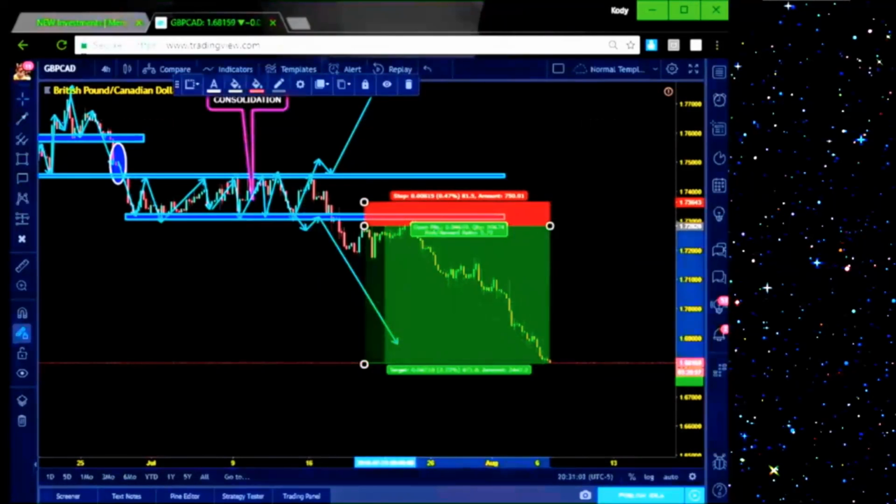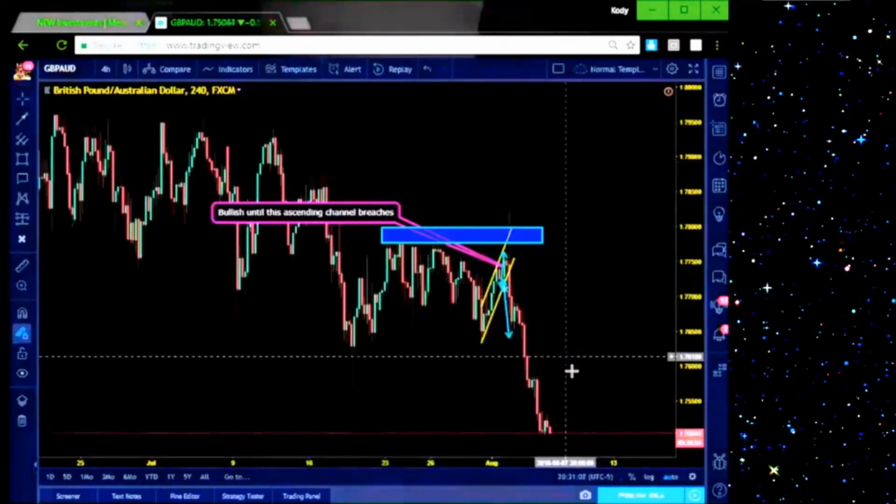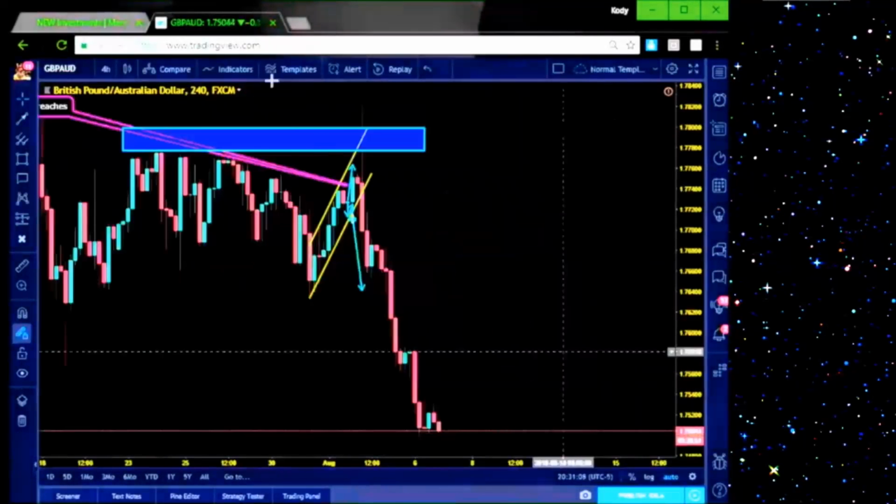Let's do another pair. Pound Aussie. Let's do all the pound pairs. Screw it. What do I have on here? Let's see.